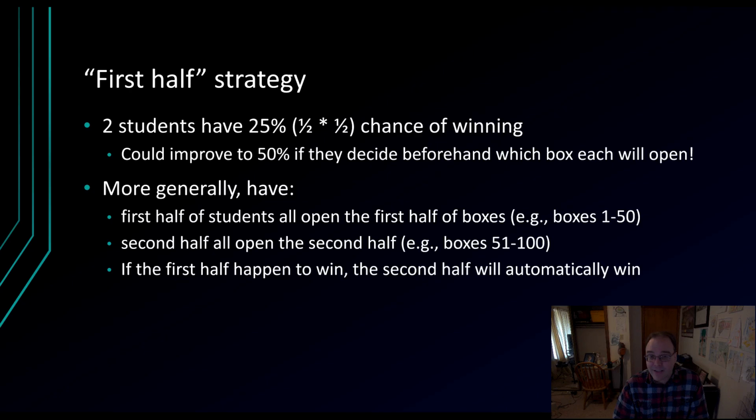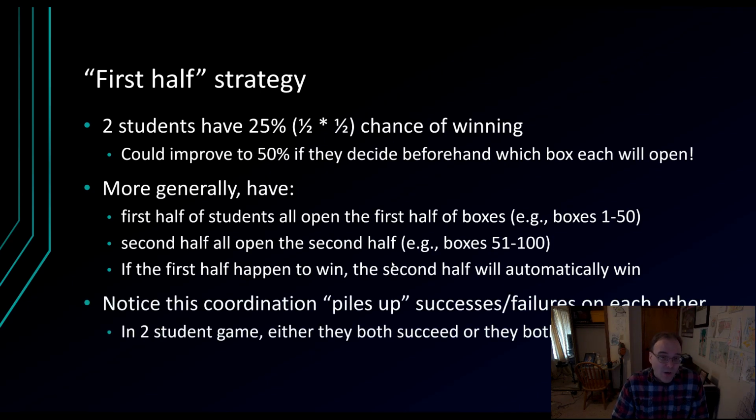So this drastically increases the chance of people winning. Now, when I say drastically, it's still really terrible for 100 boxes, because what's the chance of all 50 numbers happening to be in the first 50 boxes and none of them in the latter half? It's not great, but it is better. The reason it's better, just like with the two students, is that they either both succeed or both fail. You're piling up successes and failures on top of each other if you do good coordination.